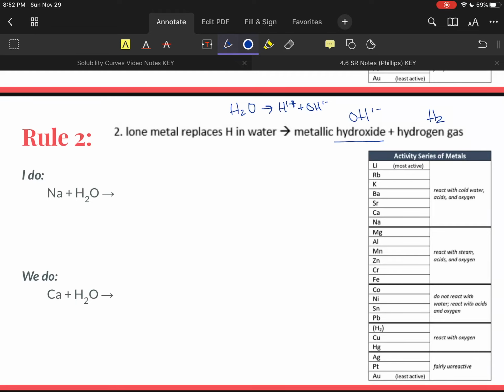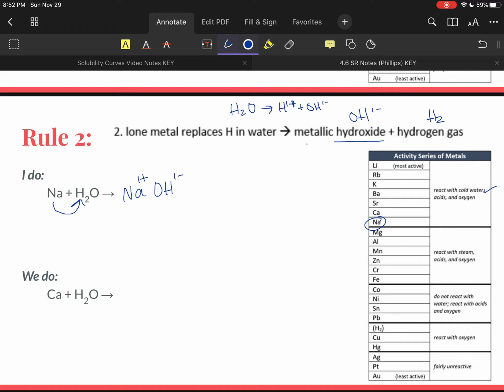So when I'm looking at my activity series, I just want to make sure that sodium will react with water. So let me find sodium. It says it reacts with water, so I'm good to go. So sodium is going to replace hydrogen. Okay, and remember, it's going to make a metallic hydroxide. So I'm going to have Na, sodium, which is a 1 plus, remember, and it's the hydroxide 1 minus.